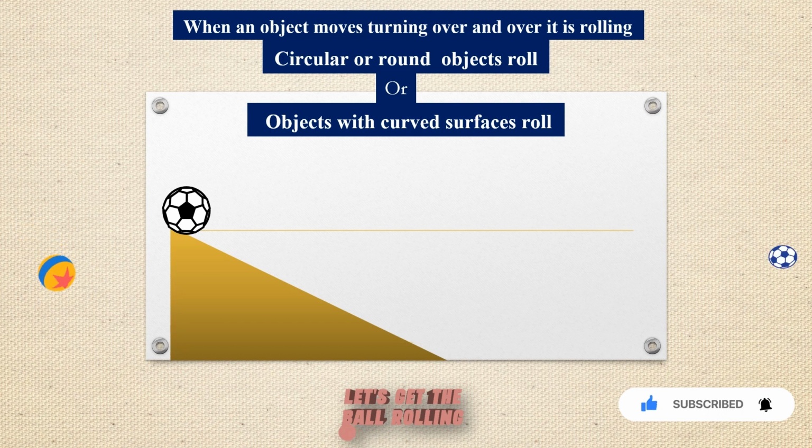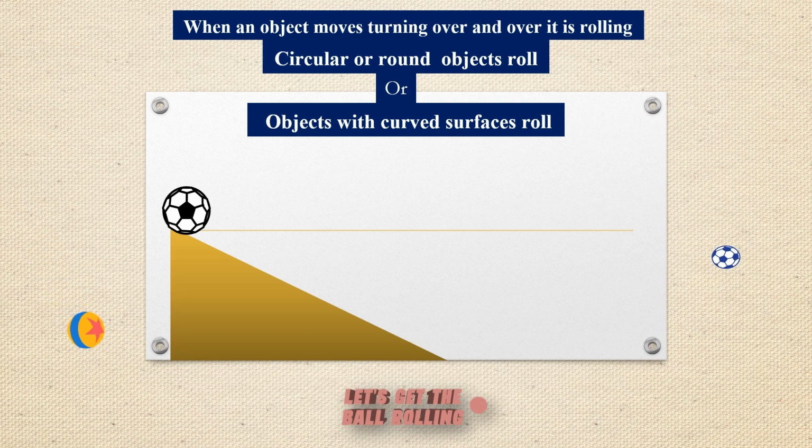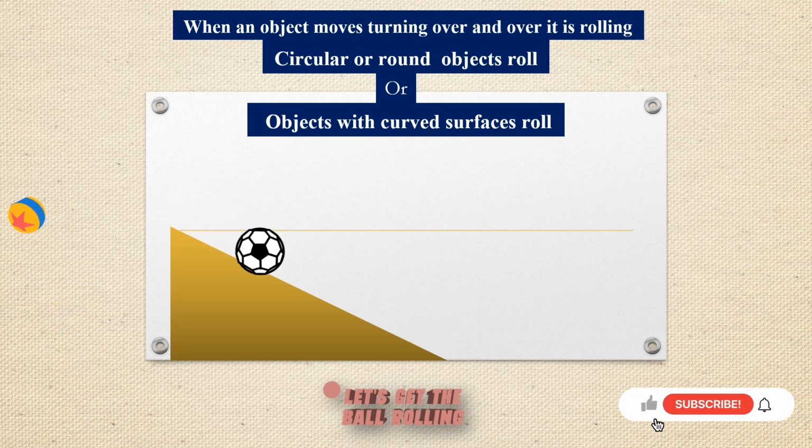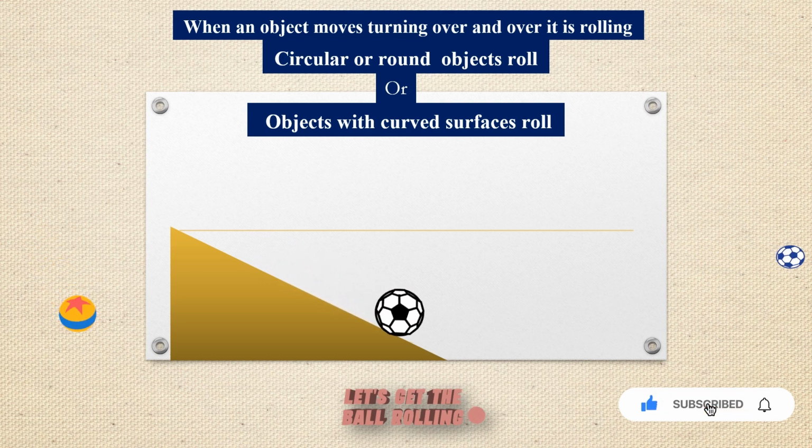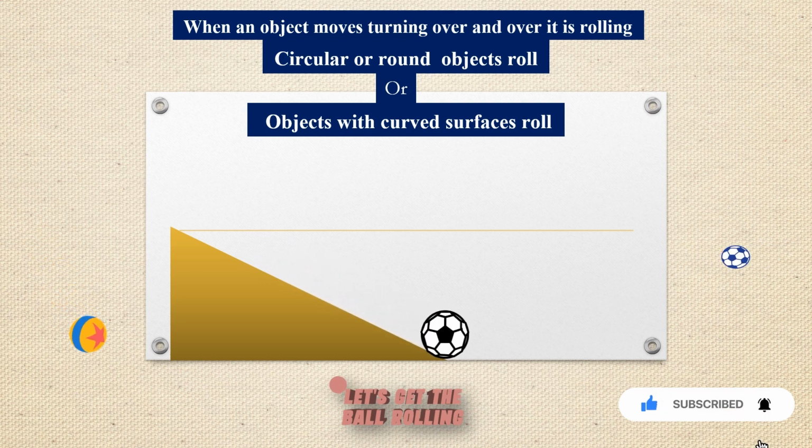Now what do you mean by rolling? When an object moves turning over and over, it is rolling. The barrel was moving, turning over and over, and that is called rolling. Now circular or round objects can roll. Look here, there is a ball. Objects with curved surfaces roll. Look at this ball, it is rolling, turning over and over again.